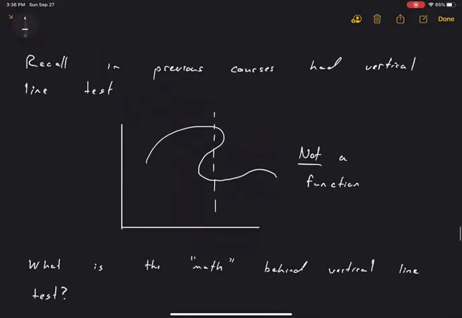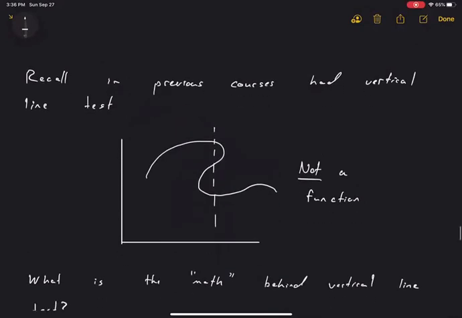So let's go back to our Calc 1 and pre-calc material. In Calc 1 and 2 and all that, sometimes we had curves in R2, but they weren't functions. Now, for something to be a function, we had this thing called the vertical line test. Do you remember that?